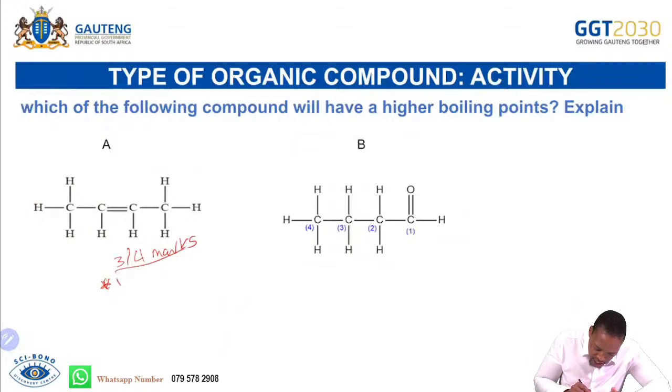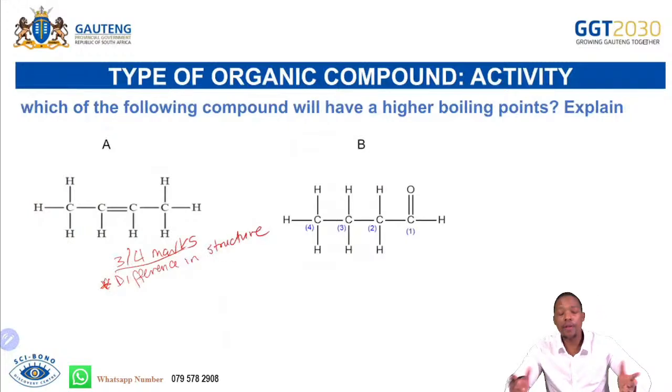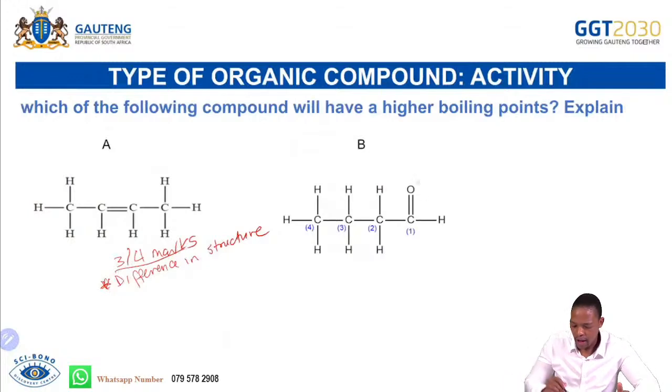I want you to check first the difference in the structure. If given a structure, good. If not given a structure, you have to draw a structure. Then you'll be able to do that. So check the difference in the structure. What's the difference in the structure here? I look at A. I see A has a double bond between the carbon atoms. I see B here has a formyl group. That's the difference in the structure.